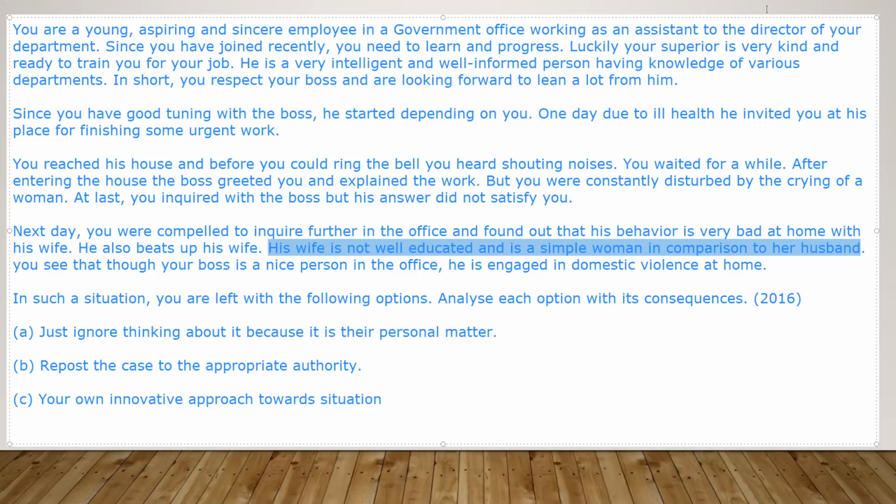So there are two options, going to NGO or police. Which option would you like to use? Can anyone please tell me? NGO or police? Fast, guys, fast. In the chat box, please message.